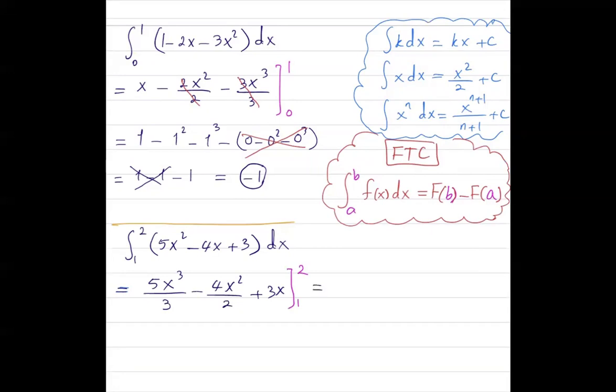So remember that here you can simplify 4 divided by 2, which is just 2. So you end up with 2x squared. So you have 5x cubed divided by 3 minus 2x squared plus 3x, and the bounds for x are 1 to 2. So let us plug in 2, then plug in 1 and do the subtraction following the fundamental theorem of calculus and do the computation. You have 5/3, 2 cubed.